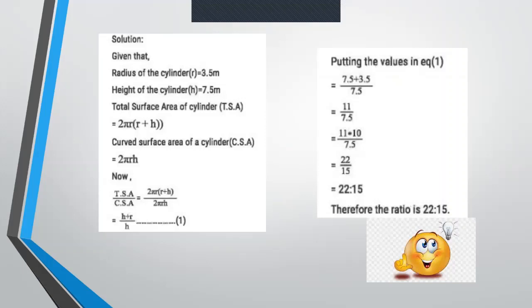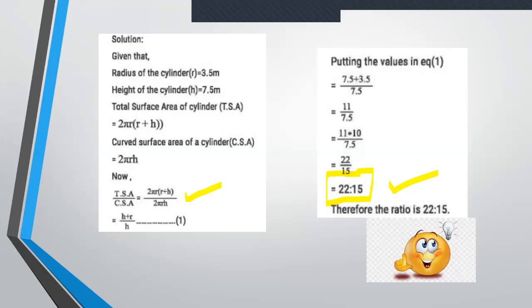If you can see, here is the solution right in front of you. TSA is 2 pi r plus h. CSA is 2 pi r h. So as you see, 2 pi r from the numerator and the denominator gets cancelled off. So you're left with h plus r divided by h. Now putting in the value, h is 7.5, r is 3.5. So finally you get the answer as 22/15, that is 22:15.